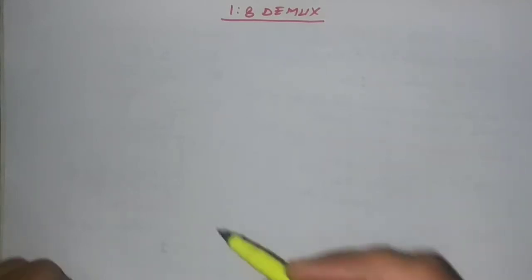Today we will discuss the 1 to 8 demultiplexer. In previous lectures we discussed the basic 1 to 2 demultiplexer, then the 1 to 4 demultiplexer. So in continuation of that series, today we are discussing the 1 to 8 demultiplexer.